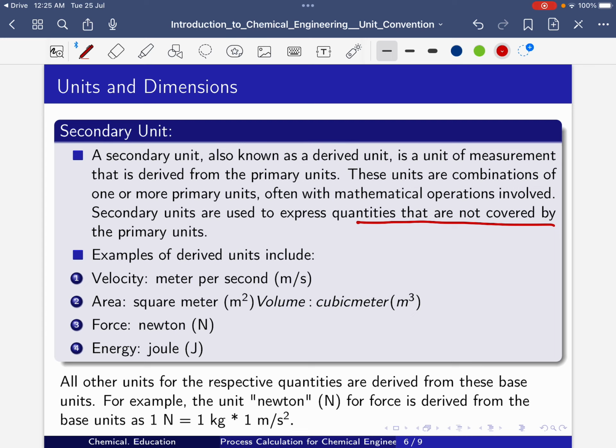For example, the unit newton, for force, is derived from the base units. 1 newton means mass into acceleration. The mass unit is 1 kg and acceleration is 1 meter per second square. So 1 kg into 1 meter per second square: kg is the base unit, meter is the base unit, and second, the time unit, is also a base unit. If we multiply, we can easily get 1 newton.